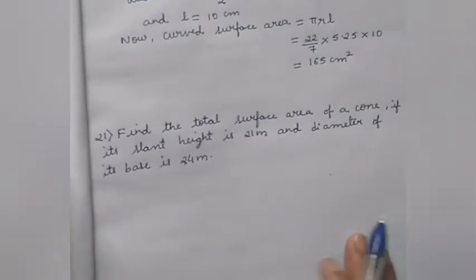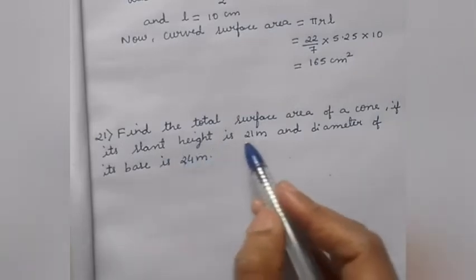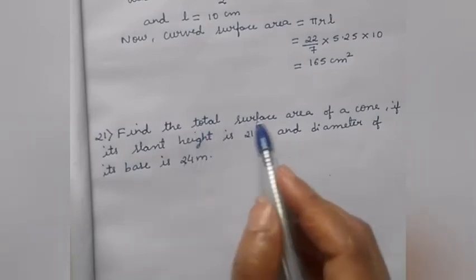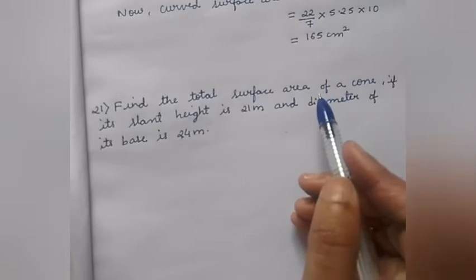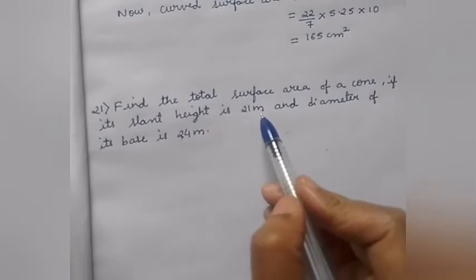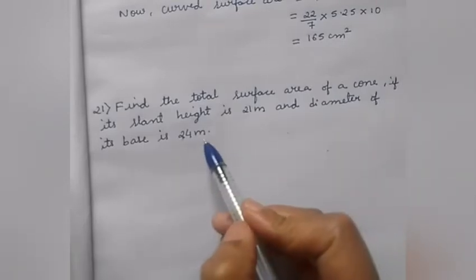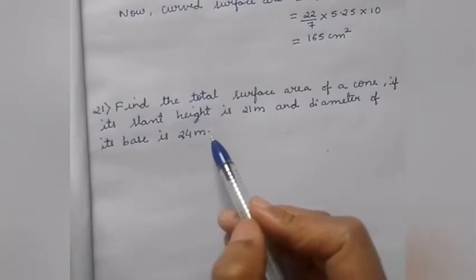Now question 21 is: find the total surface area of a cone if its slant height is 21 meter and the diameter of the base is 24 meter. So here directly in the question we are asked to find the total surface area of the cone, and we know the formula to find the total surface area of the cone is given by pi r into L plus r. And here it is given that the slant height, that is L, is equal to 21 meter and the diameter is 24 meter. If the diameter is 24 meter, the radius will be equal to 12 meter because it is 24 divided by 2, which is equal to 12 meter.